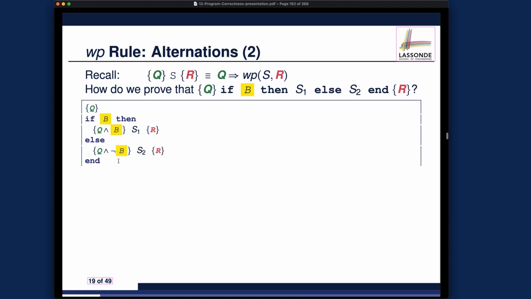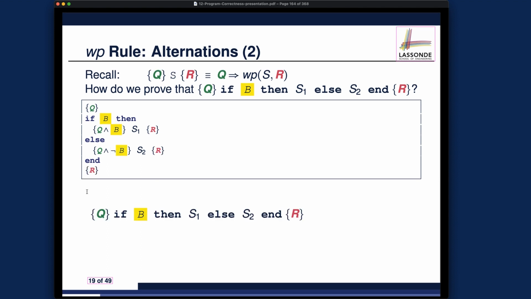Otherwise, the same precondition will still be assumed, and then we're just going to assume that not B is the case because we go to the else part, and then the same postcondition must be satisfied, right? And then eventually, we just want to make sure that upon termination of this particular if-then-else statement, the postcondition should be established.